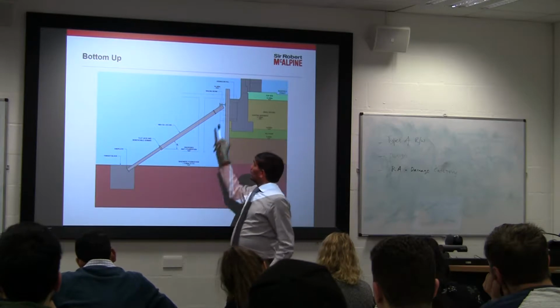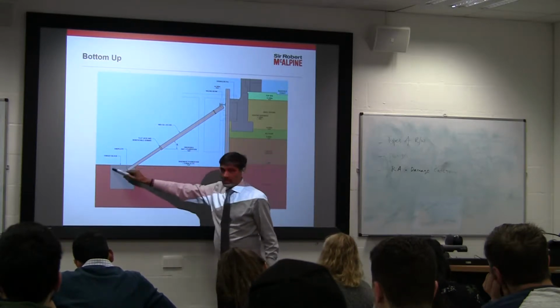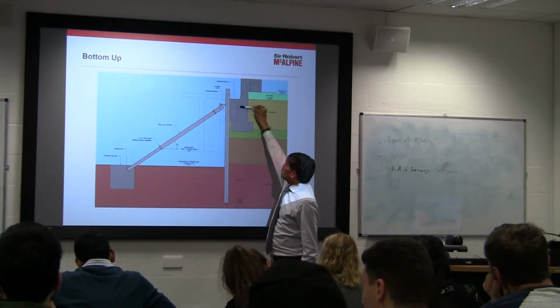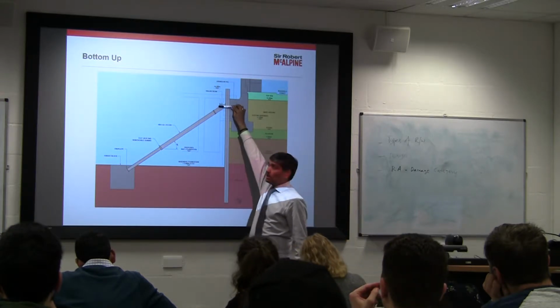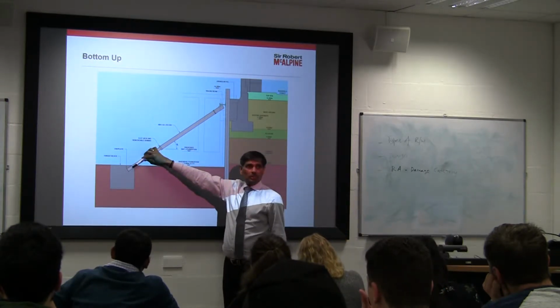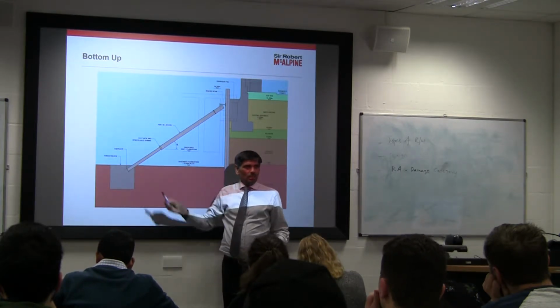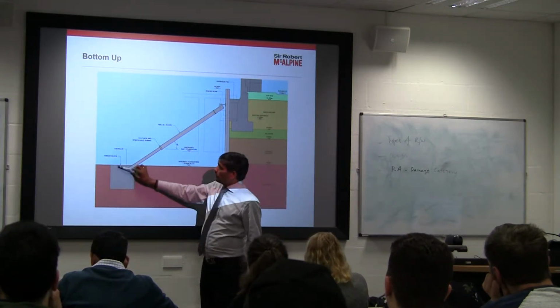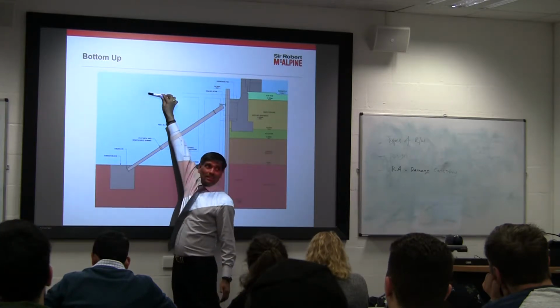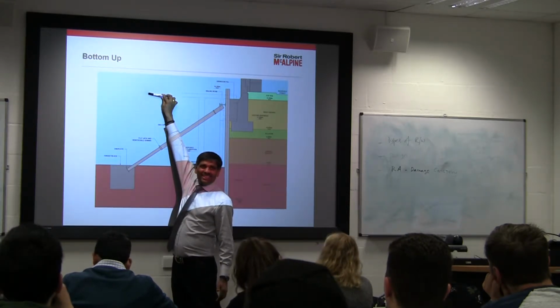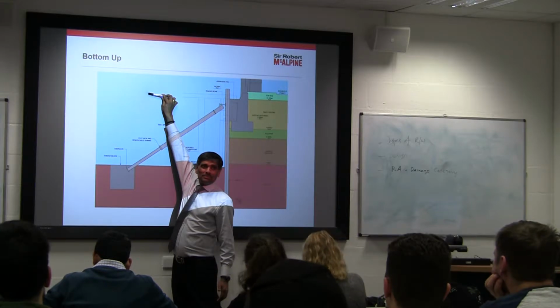So obviously when you put a prop here, you need a thrust block. Obviously the force is coming from there to push the wall, and the force is going through there. So you need a chunk of concrete here, right? But your ground is there. So how do you put that chunk of concrete here when your ground is here?